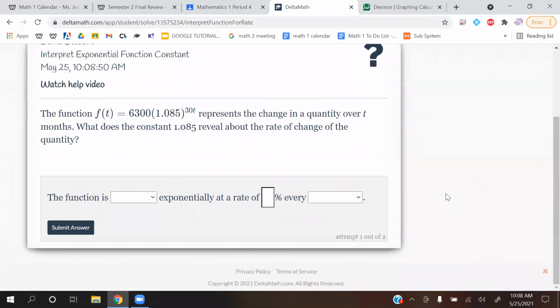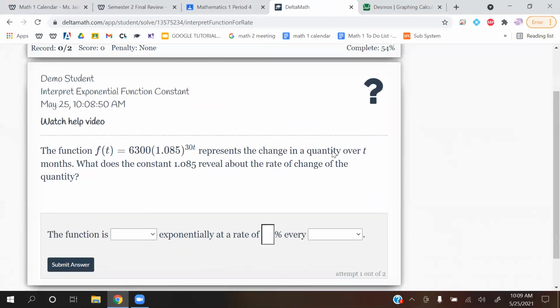All right, so this hopefully looks a little bit more recent. I kind of remember that it was pretty recent when we did this test. So let's do this one. It says the function f of t is equal to, I'm not going to read that, represents the change in the quantity over t months.